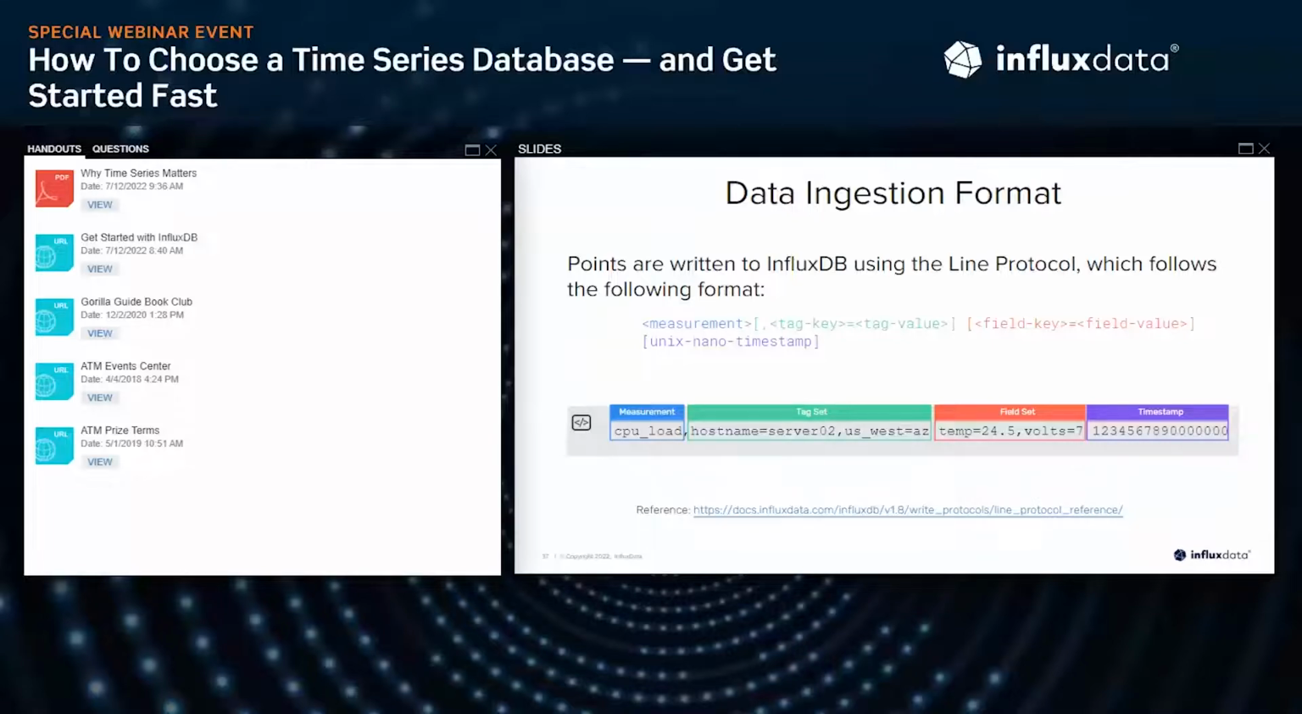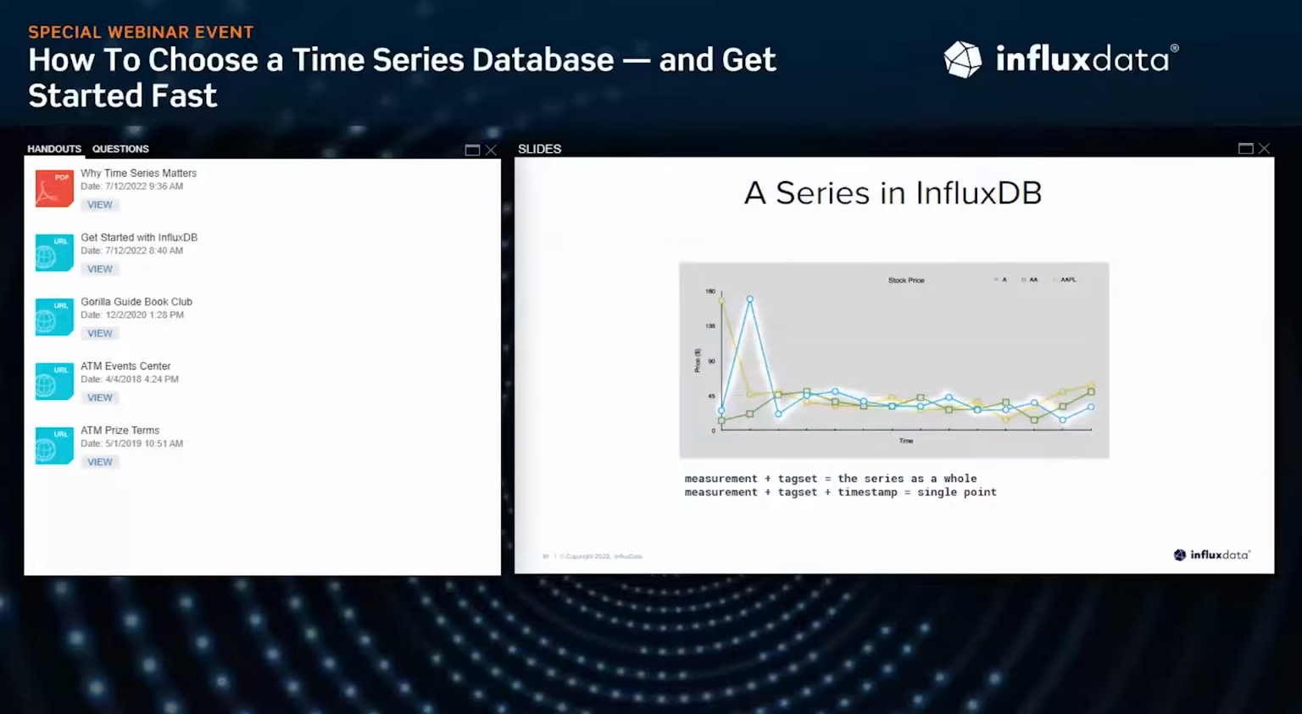Again, I already covered this, but you have your tag key, and you want to make sure you do that as well. Use equal signs, with no spaces between the equal sign and your values. And this is another important concept. A series is basically what you see highlighted, so that would be a single series: measurement plus tag set.